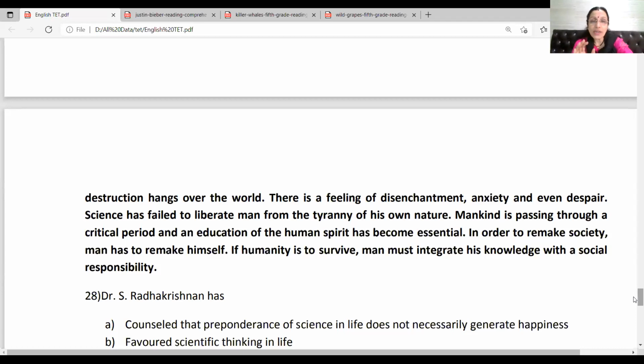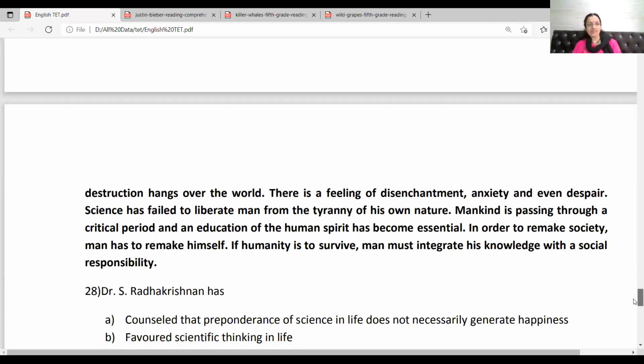Now, one question to you about the passage. Is the passage talking about the pros of science or the cons of science? The cons of science. Not talking about the pros of science. Ask these questions to yourself: what is this passage talking about? Then let's go to the questions.